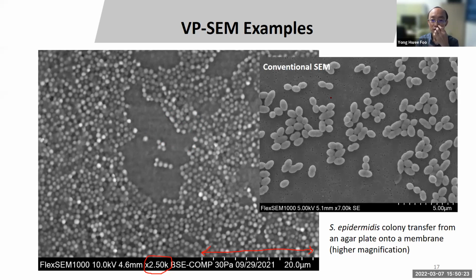In contrast, if you just do the conventional SEM where you dry and you coat it with metal, you can see even at 7,000 times magnification and with a scale of 5 microns, the image is very, very clear. So this is the difference between the VP SEM and the conventional SEM.